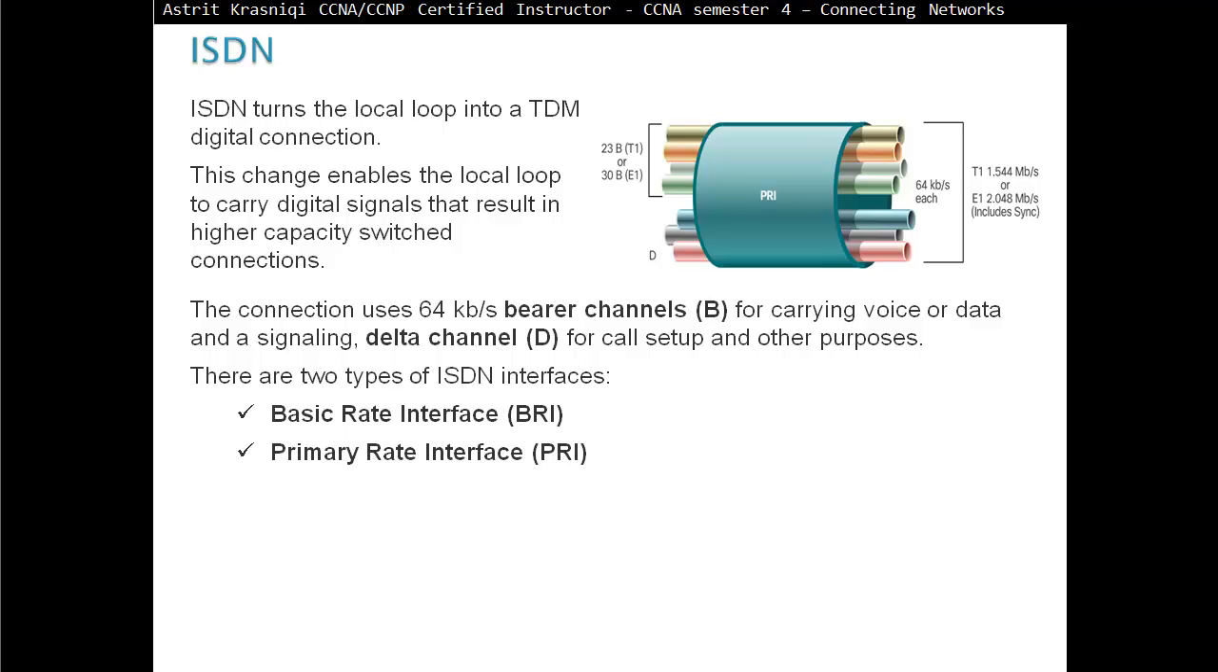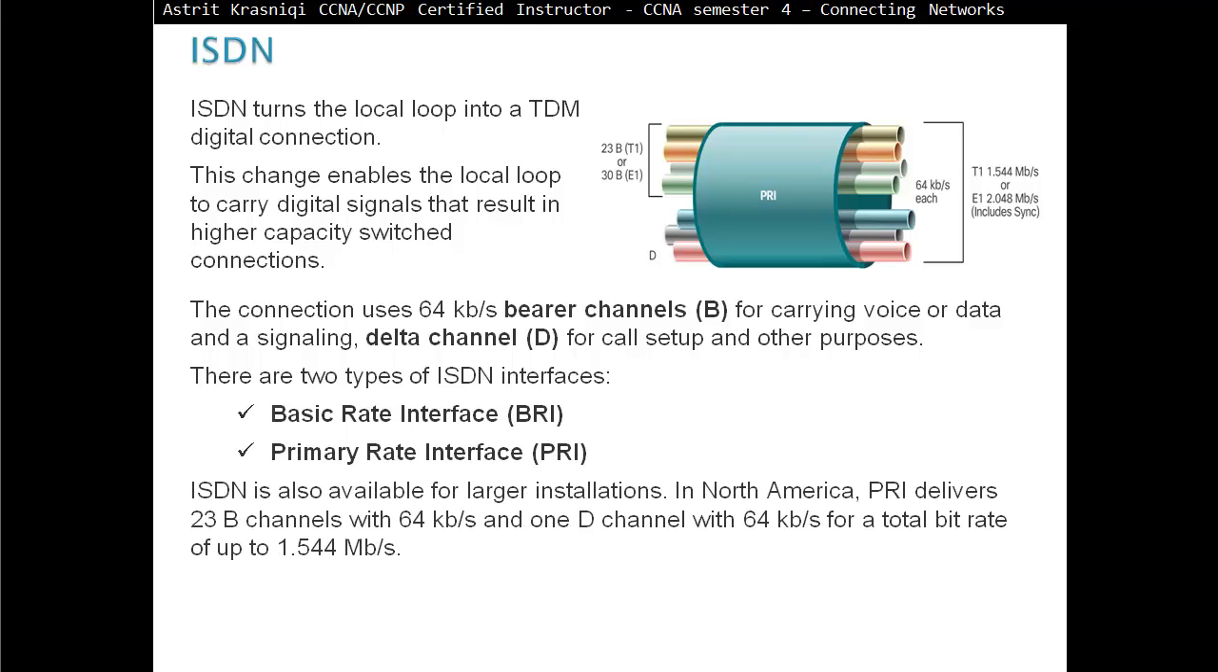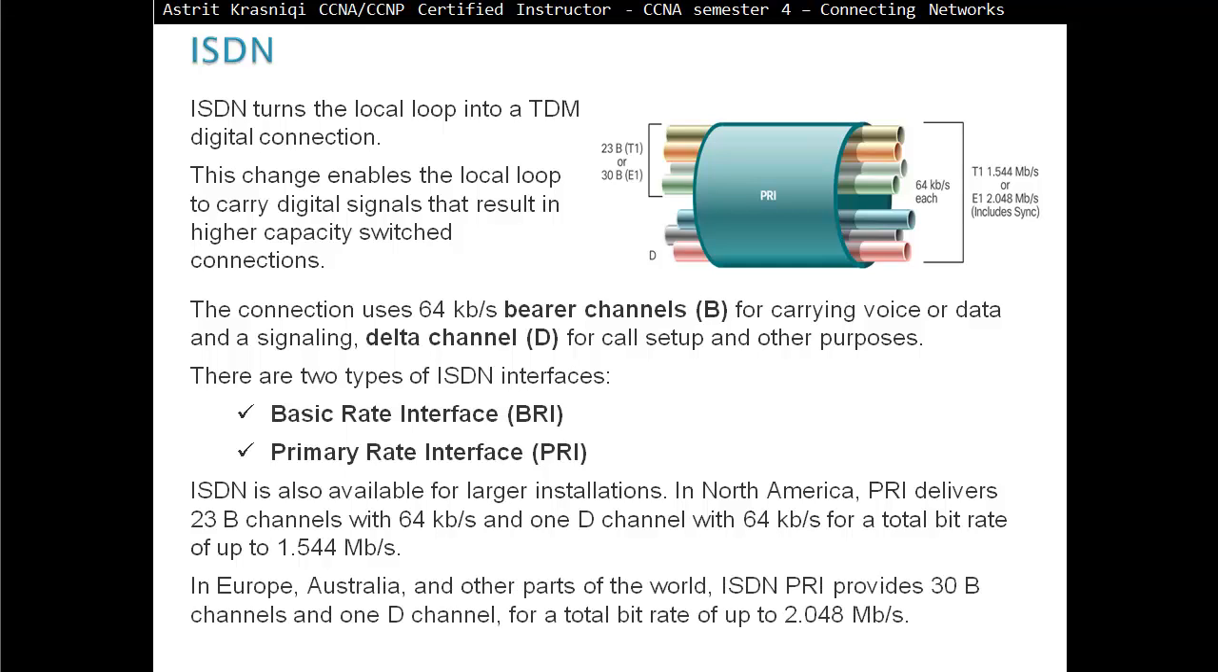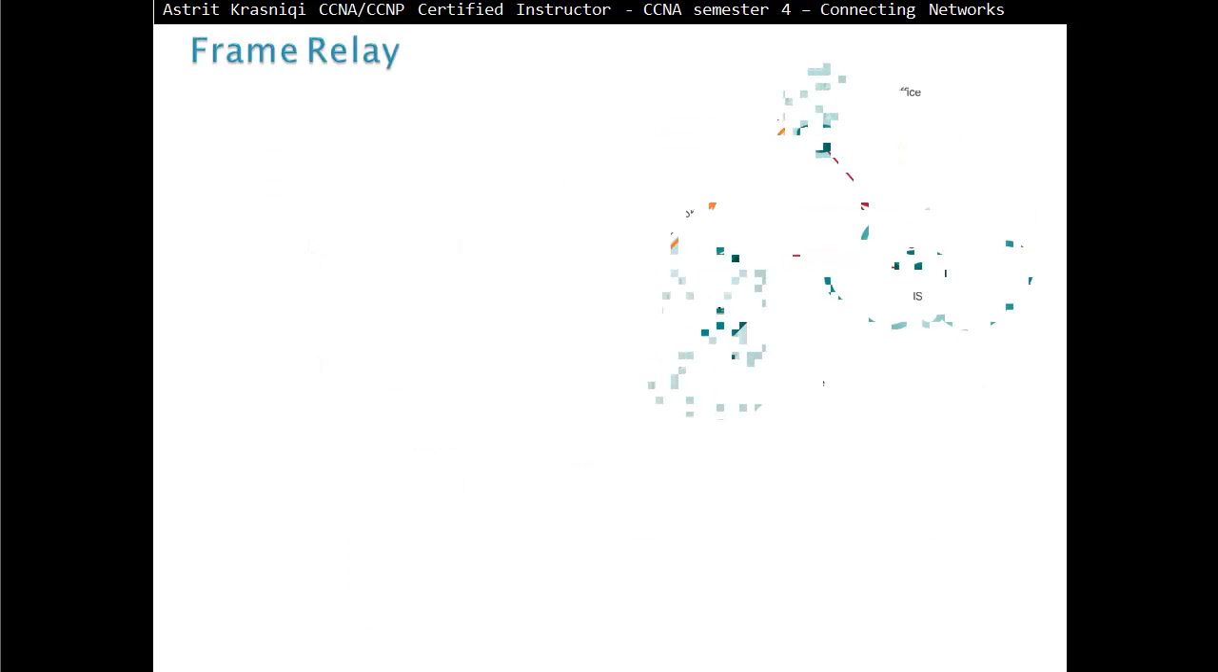Primary rate interface, PRI, ISDN is also available for large installations. In North America, PRI delivers 23 B channels with 64 kilobits per second and one D channel with 64 kilobits per second, for a total bit rate of up to 1.544 Mbps. In Europe, Australia, and other parts of the world, ISDN PRI provides 30 B channels and one D channel for a total bit rate of 2.048 Mbps.